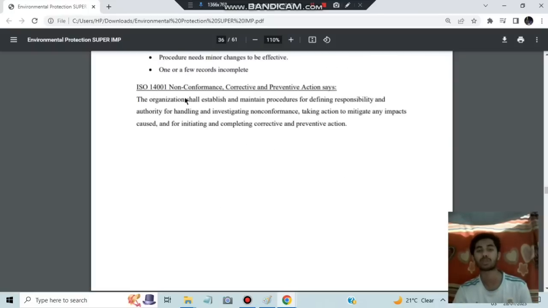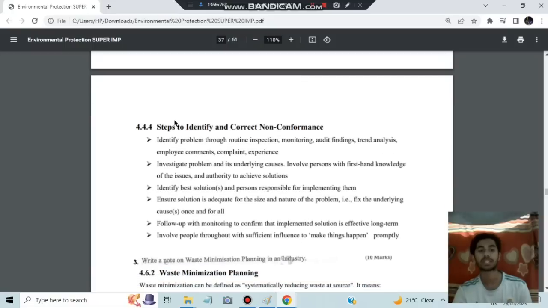The statement of ISO 14001 is also given. Go through it. Steps to identify the problem, investigate the problem, find out the best solution, execute the solution, then follow up and check if the solution is perfectly working or not. If some mistakes are there, make sure you take some actions to correct those mistakes.